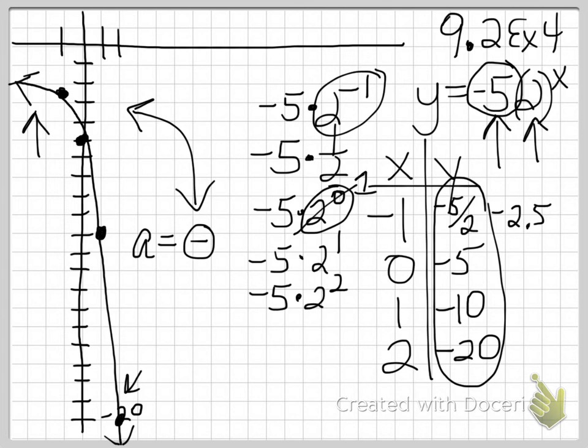Check with your calculator. So go to your y equals, plug in negative 5 times 2 raised to the x power, and then graph it, and it should look like what you see on paper. Okay? Well, that's it. Write down any questions you may have and try B and C for extra credit.